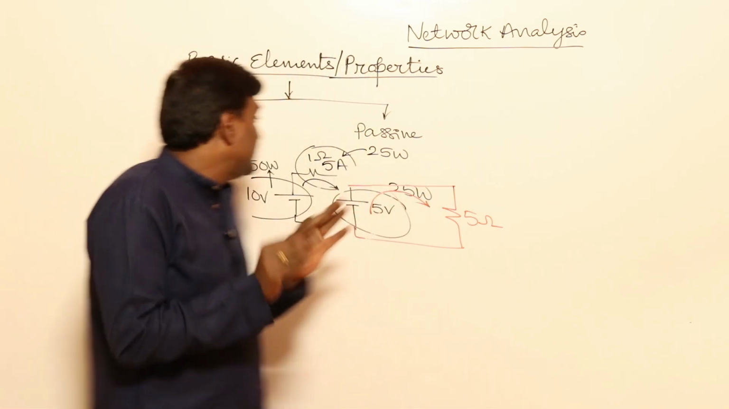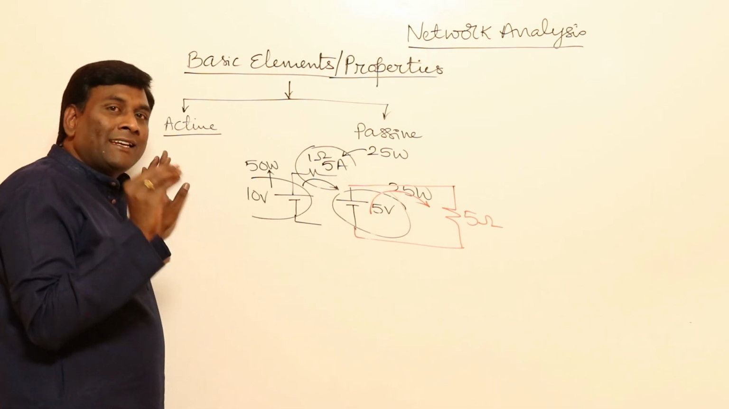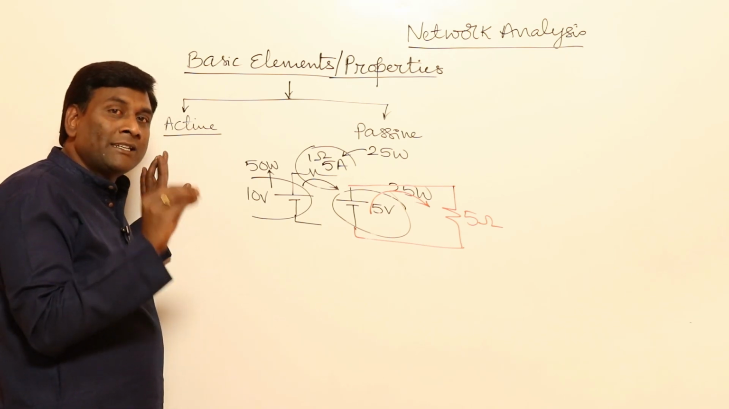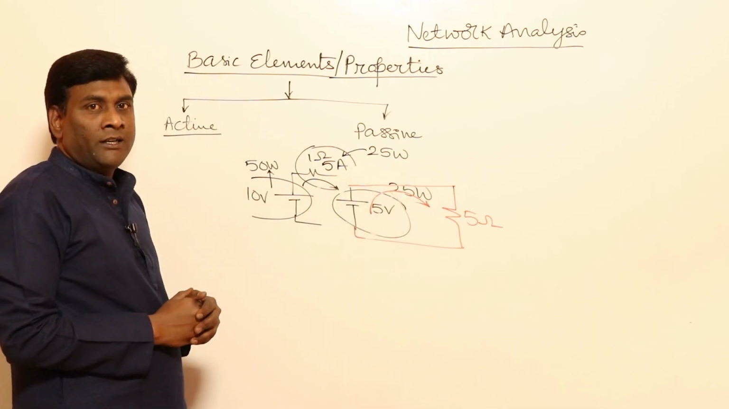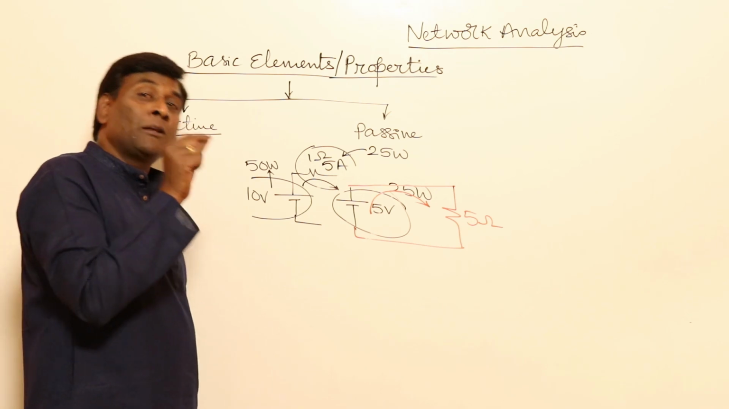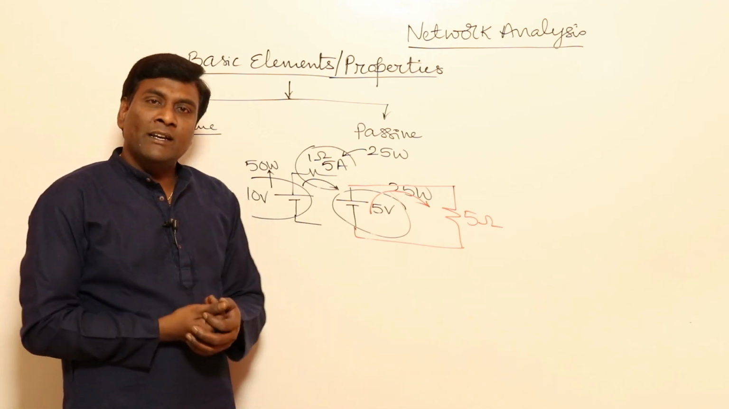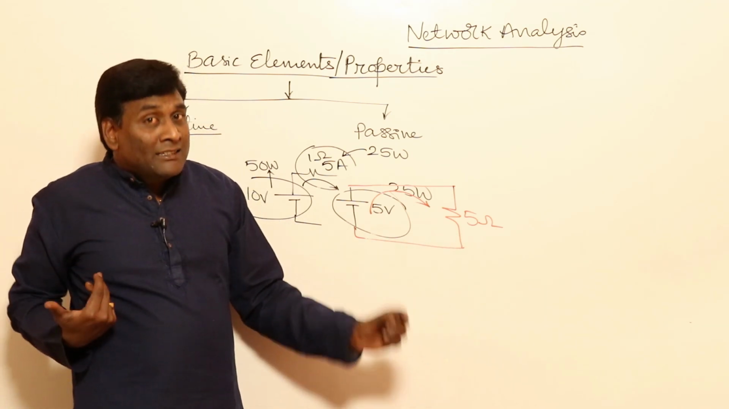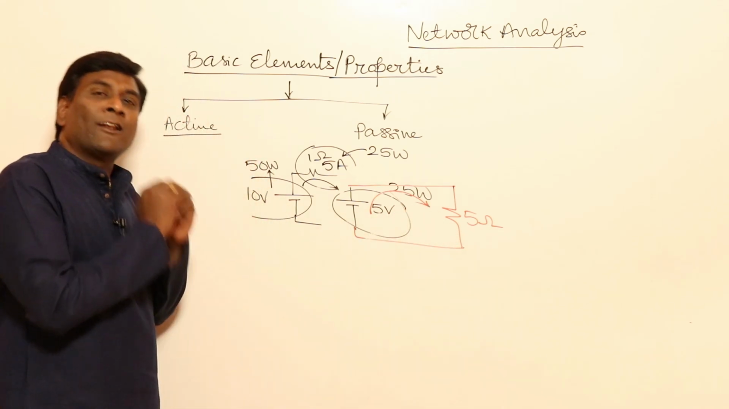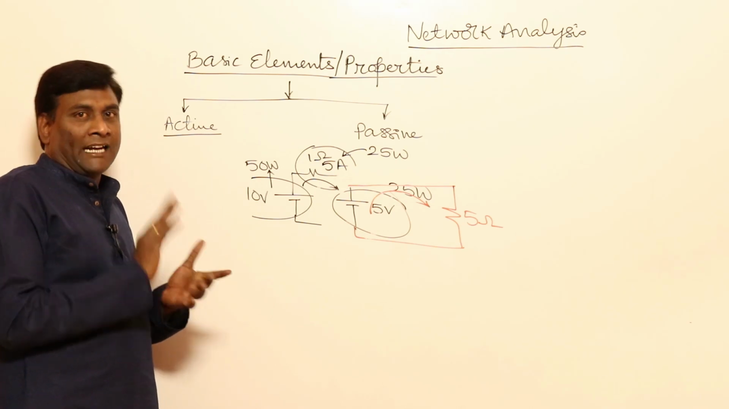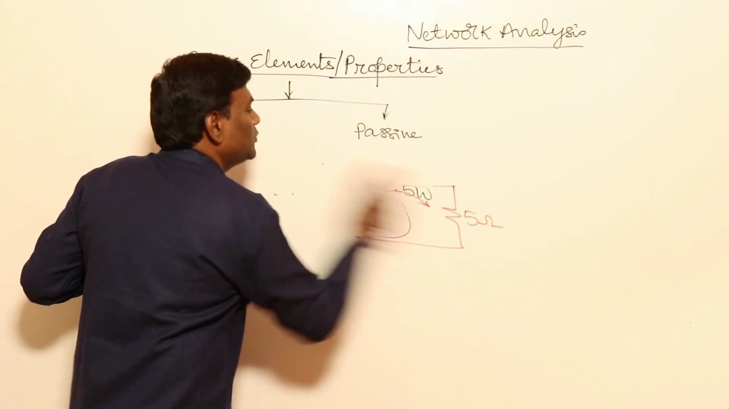So what is the definition here? Now go through the definition again. Active means that which has the ability to deliver average positive electrical power. In order to calculate the average, if you consider time from minus infinity to plus infinity, the moment you include minus infinity to plus infinity, inductance and capacitance cannot be active elements.